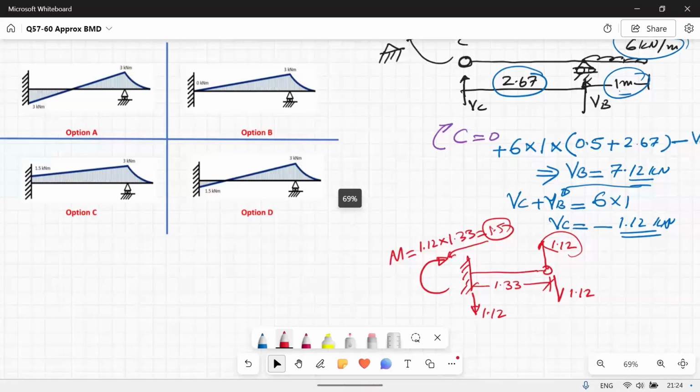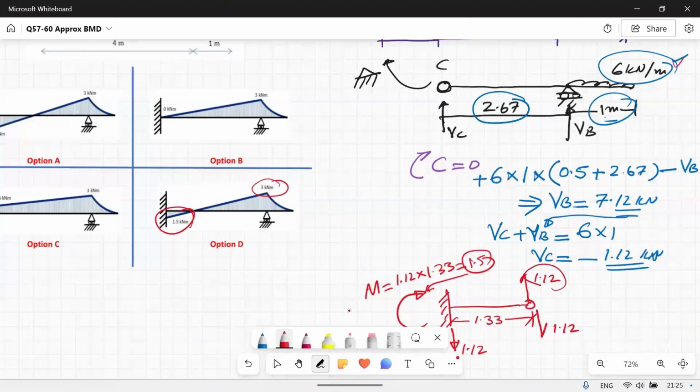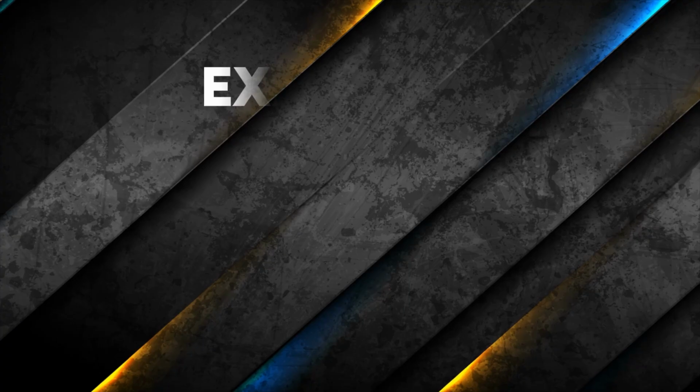This option C is the correct one because we have 1.5 over here and we have 3 kilonewton meter over here. 3 kilonewton is pretty obvious because 6 kilonewton per meter is applied. 6 times 1 times half will create 3 kilonewton per meter. So the correct option is option D.